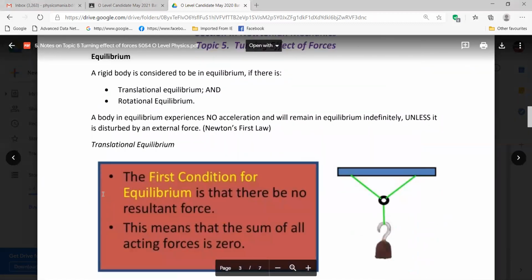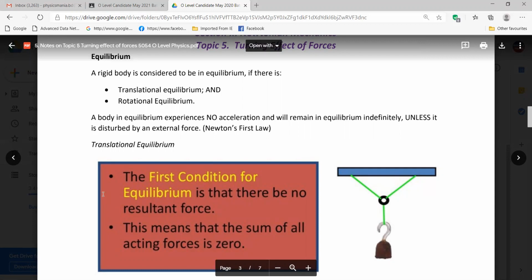Equilibrium. Conditions for equilibrium. The one I said you, right? Yes. So can you read this part? Equilibrium. A rigid body is considered to be in equilibrium if there is translational equilibrium and rotational equilibrium. A body in equilibrium experiences no acceleration and will remain in equilibrium indefinitely unless it is disturbed by an external force, Newton's first law.